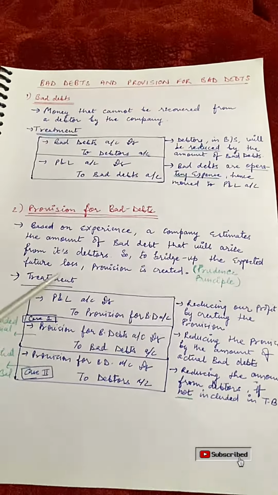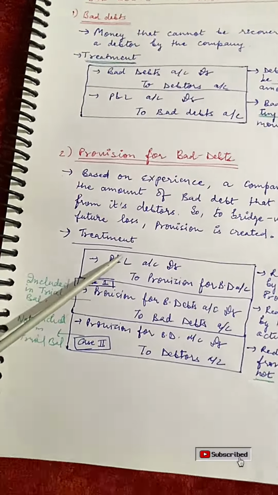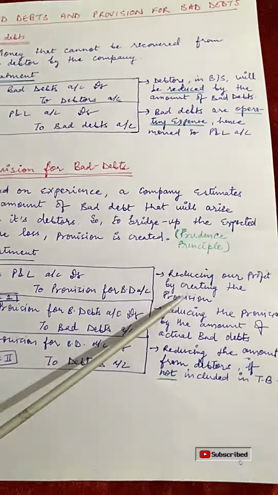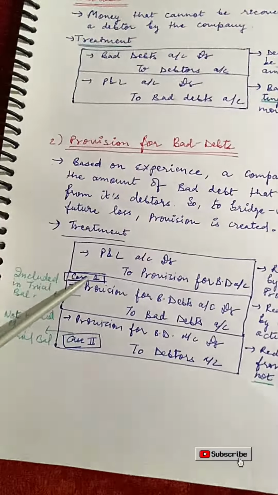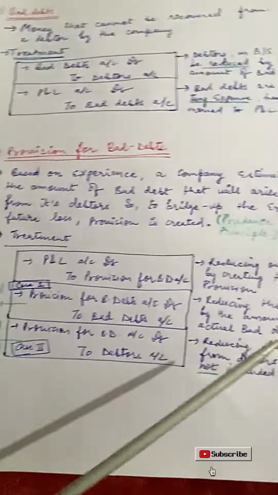So the accounting entry for the provision for bad debts will be P&L debit, provision for bad debts account credit. We are basically reducing our profit because we are providing for the anticipated loss. Now, there could be multiple adjustments that could be taken into consideration for the provision for bad debts. We are taking the two basic ones.